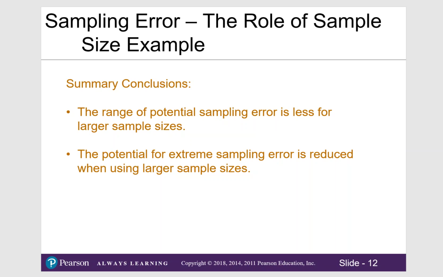Anyway, so what we notice is that it looks like sampling error is smaller for larger samples. So that means that if I want to make sure that I don't have an extremely large sampling error, I want to use a larger sample size.